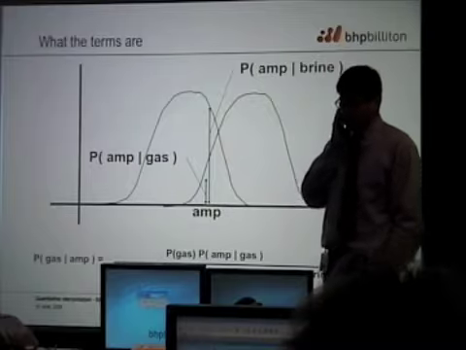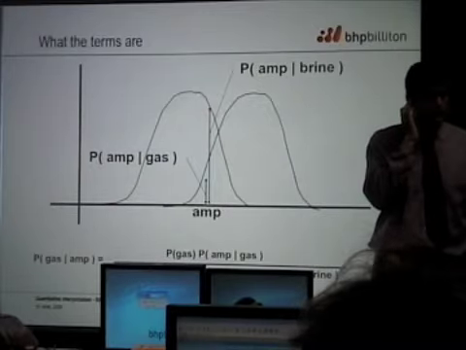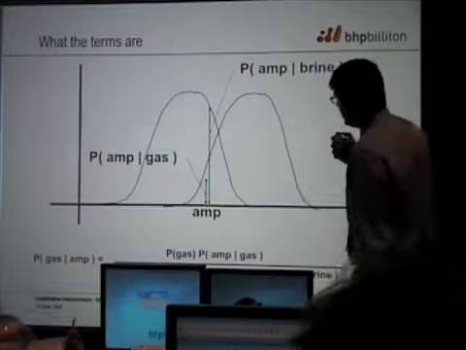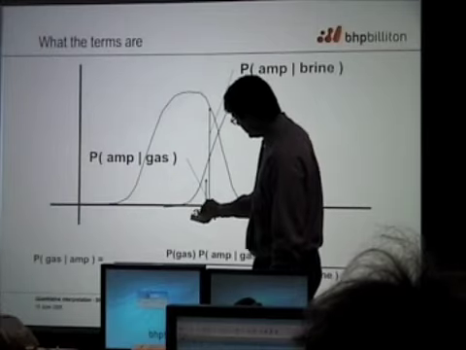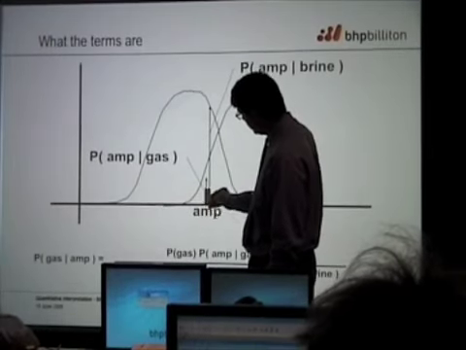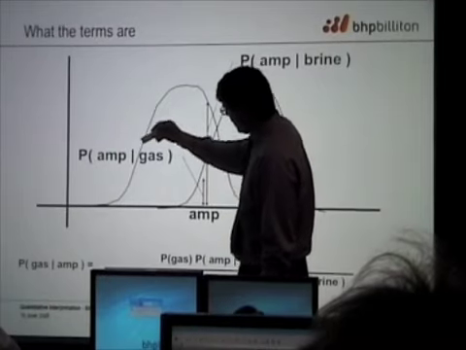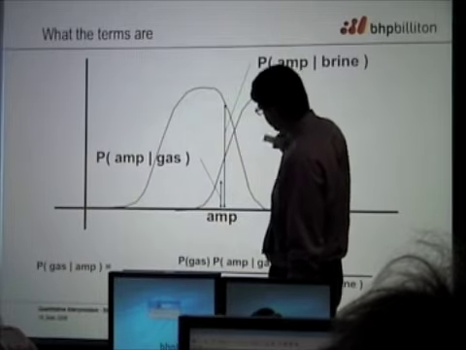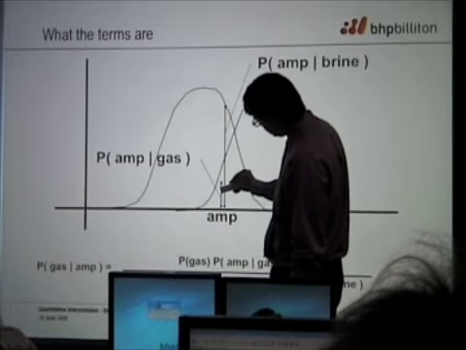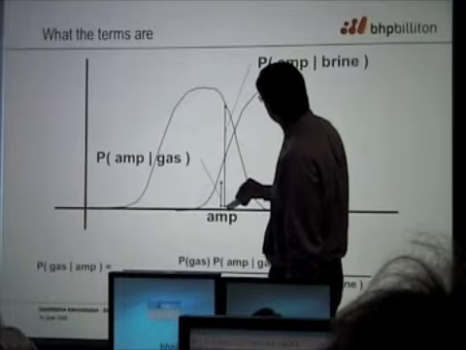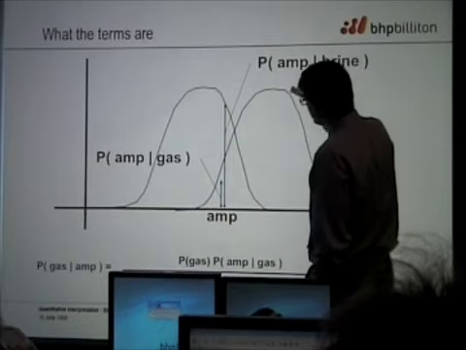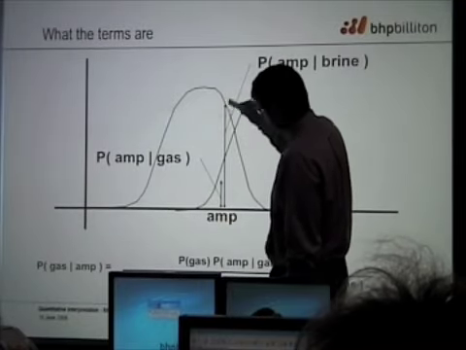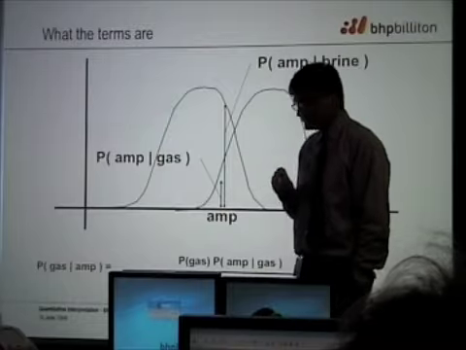But now let's ask, okay, what does this really mean? And we can think graphically about it. Say we have an observed amplitude, and this is the amplitude that we've observed, and we look right here. First of all, the probability of the amplitude given the gas is going to be the height that we're looking at right here. And the probability of the amplitude given the brine is going to be the height of that hump at this same location, okay?